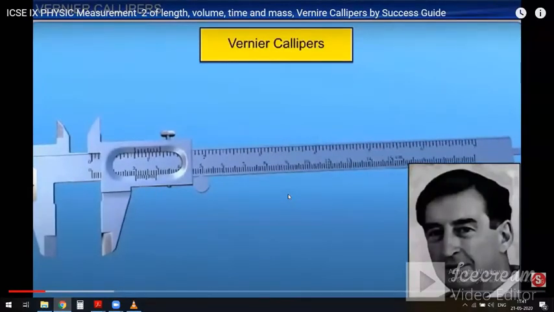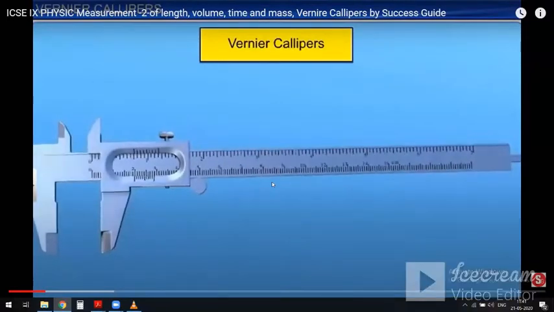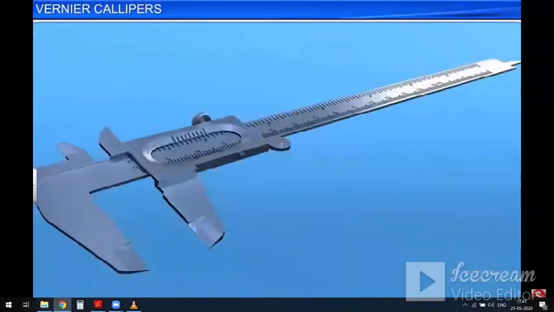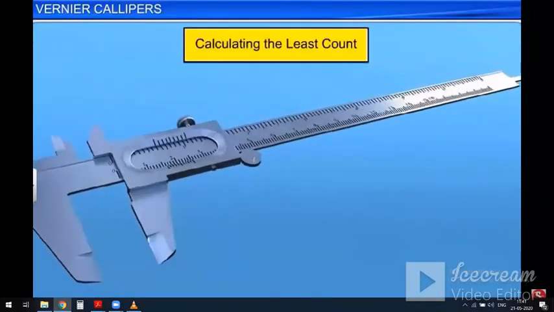Okay, students. The instrument that you can see right in front of your screen is called a vernier caliper, and it was invented by the scientist Pierre Vernier. His picture you can see, right? So in 9th standard, we are going to learn how to use this instrument for measurement. Let's continue. It can measure length less than 1 millimeter. Let us calculate the least count of a vernier calipers.